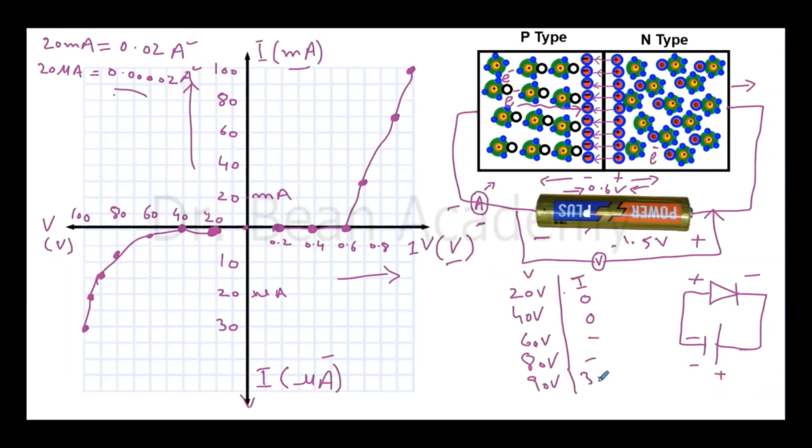30 microampere. Sorry, it's not 30, it's 20. And you see 20 microampere is 0.00002 ampere.